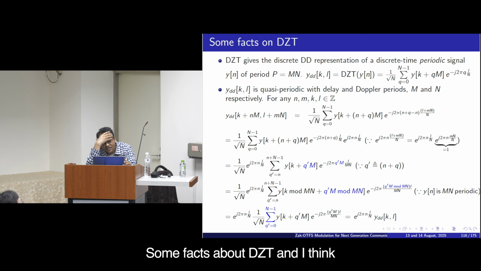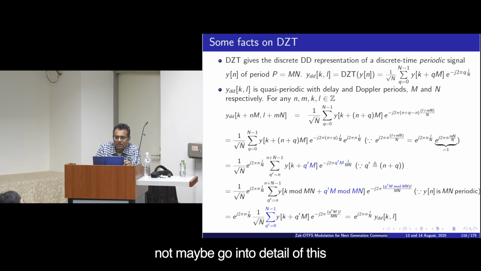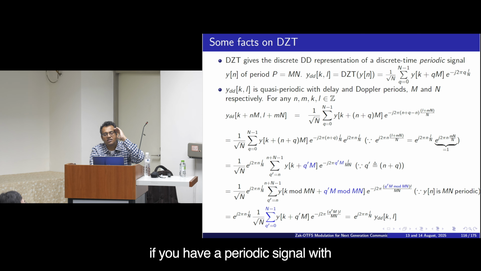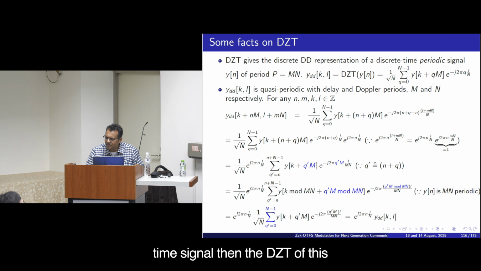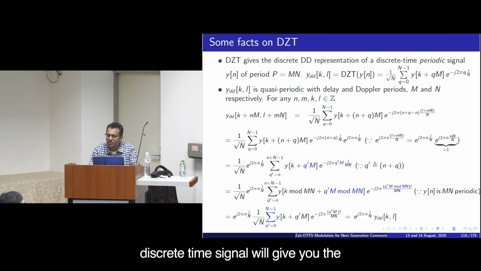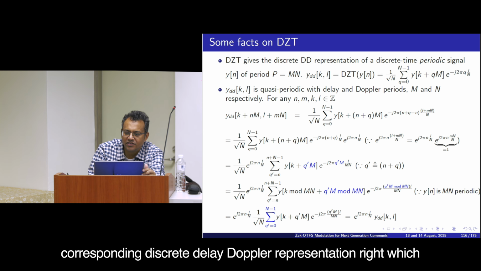Some facts about the DZT, and I think I could be boring you with a lot of proofs here, but this is the last one, okay? And probably I will not go into detail of this proof, but the basic thing is that if you have a periodic signal with some period capital P, a periodic discrete time signal, then the DZT of this discrete time signal will give you the corresponding discrete delay-Doppler representation, right? Which I write like this.